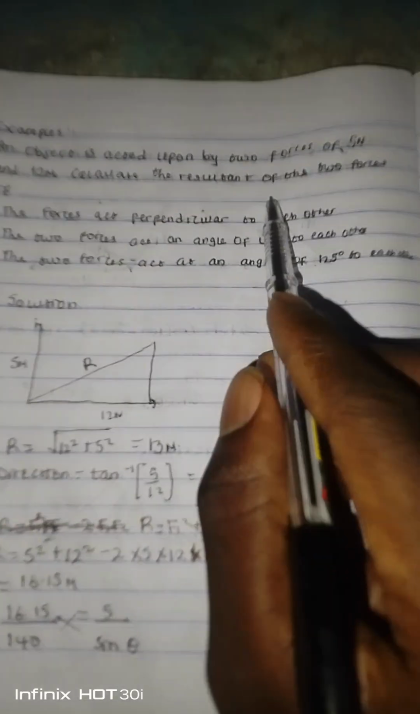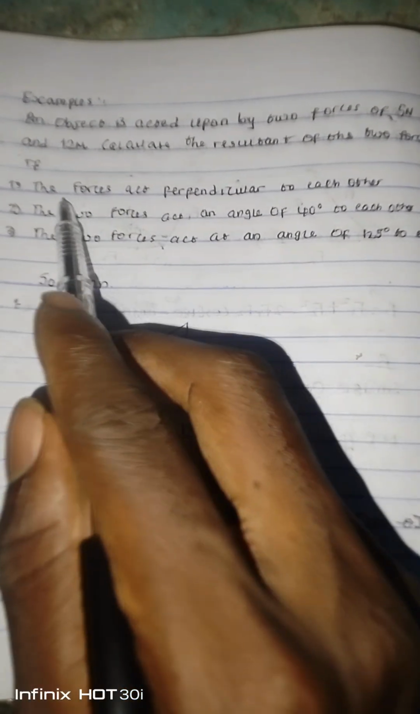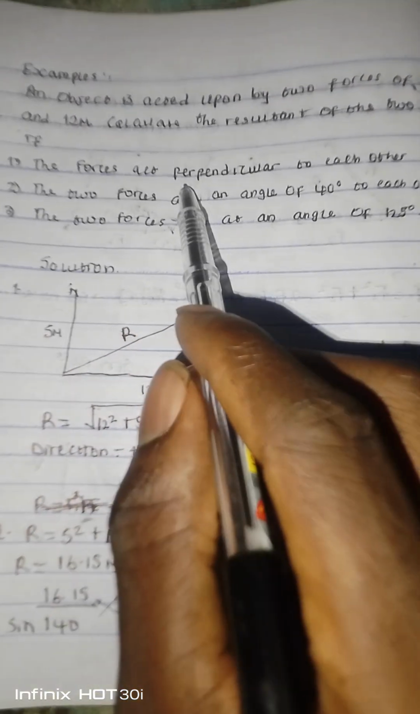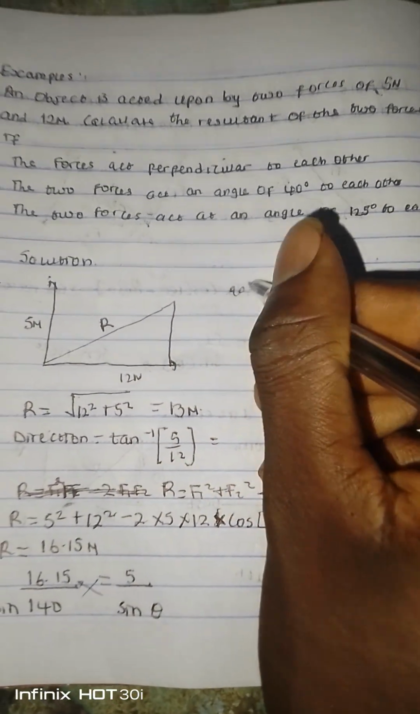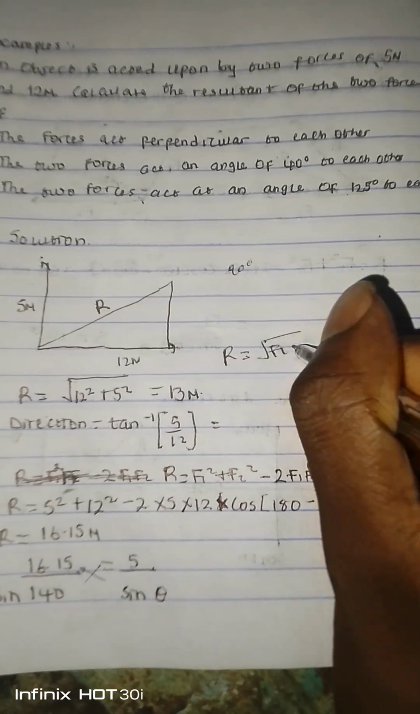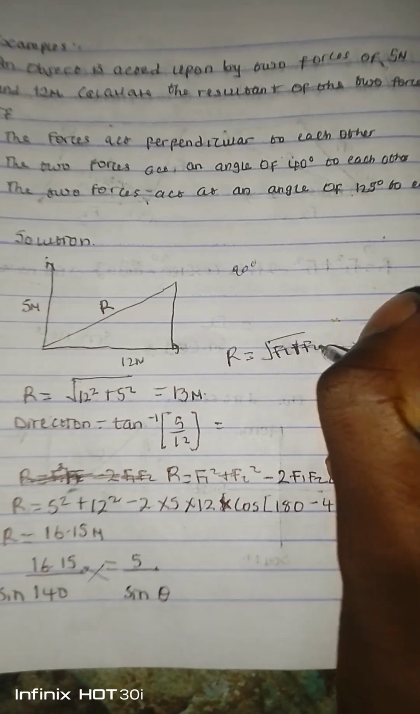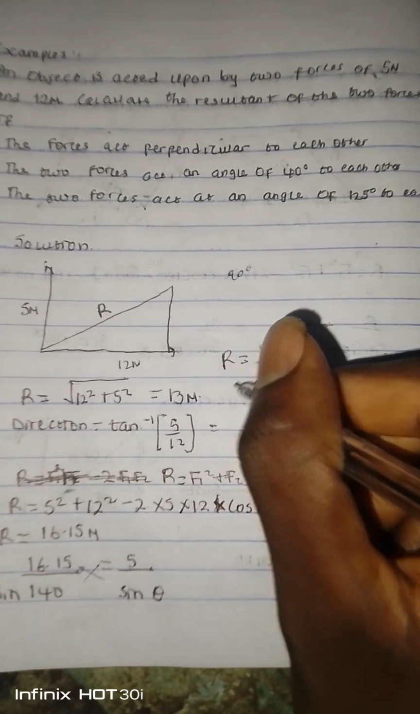Calculate the resultant of the two forces if the forces act perpendicular to each other. What did I say? Perpendicular means 90 degrees. So from our formula, I just draw this drawing. You don't need to draw it if it's JAMB. Just come here. R equals the square root of f1 square plus f2 square. That's how we get this one.